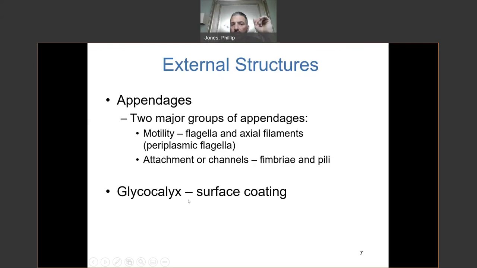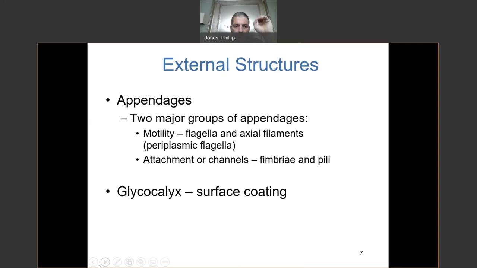Glycocalyx. So whenever you see glyco, think of sugar, like glycogen. So realize this is a sugar protein mix. It's a surface coating. It can help it against phagocytosis. And sometimes it can have markers in it, or it can hold structures for attachment and for specific structures that are on the outside of the bacterium.